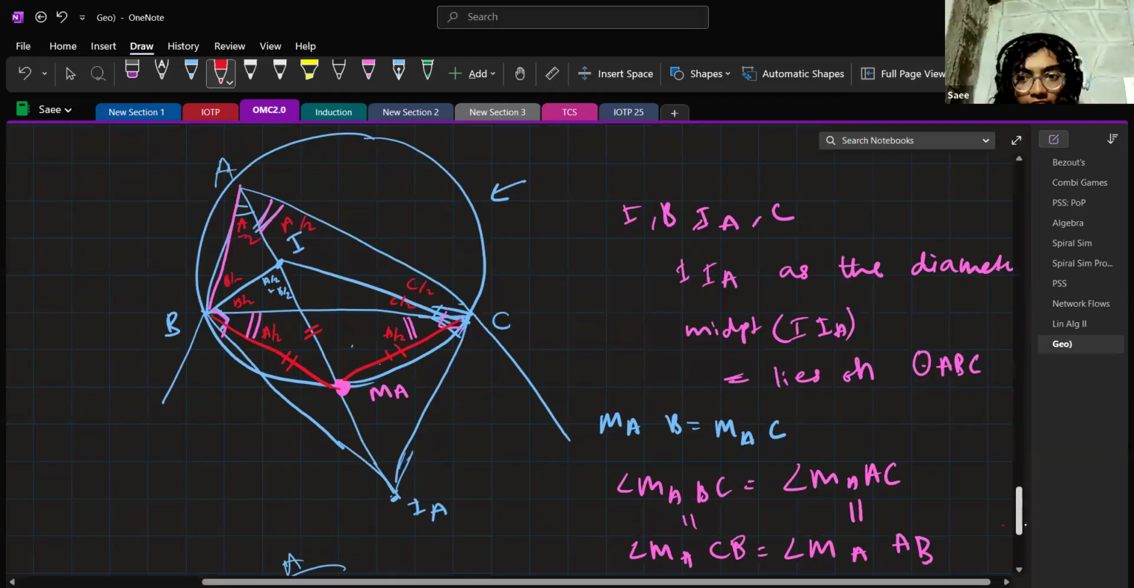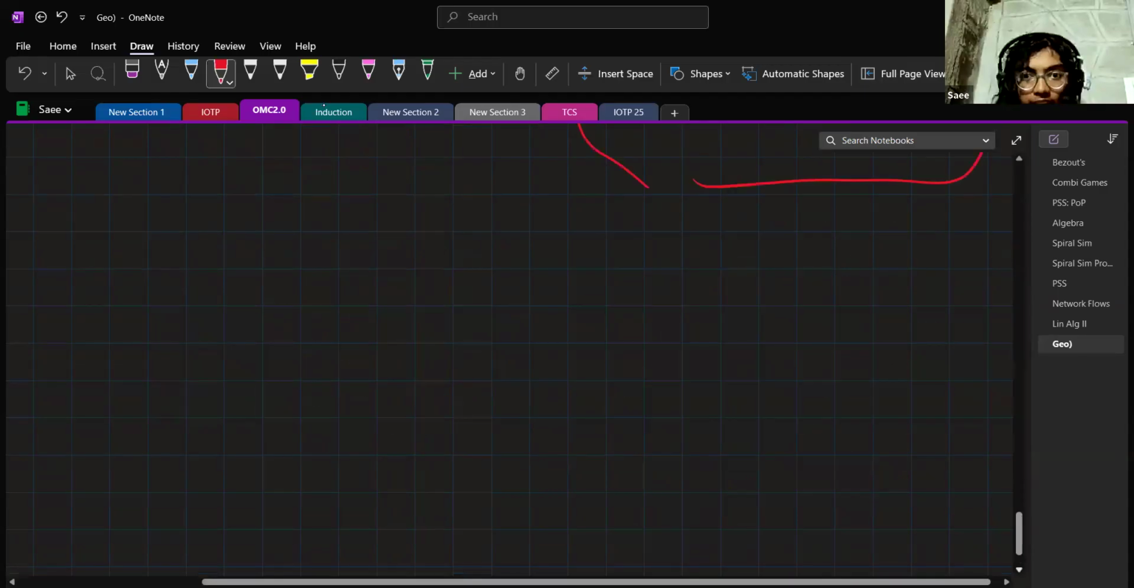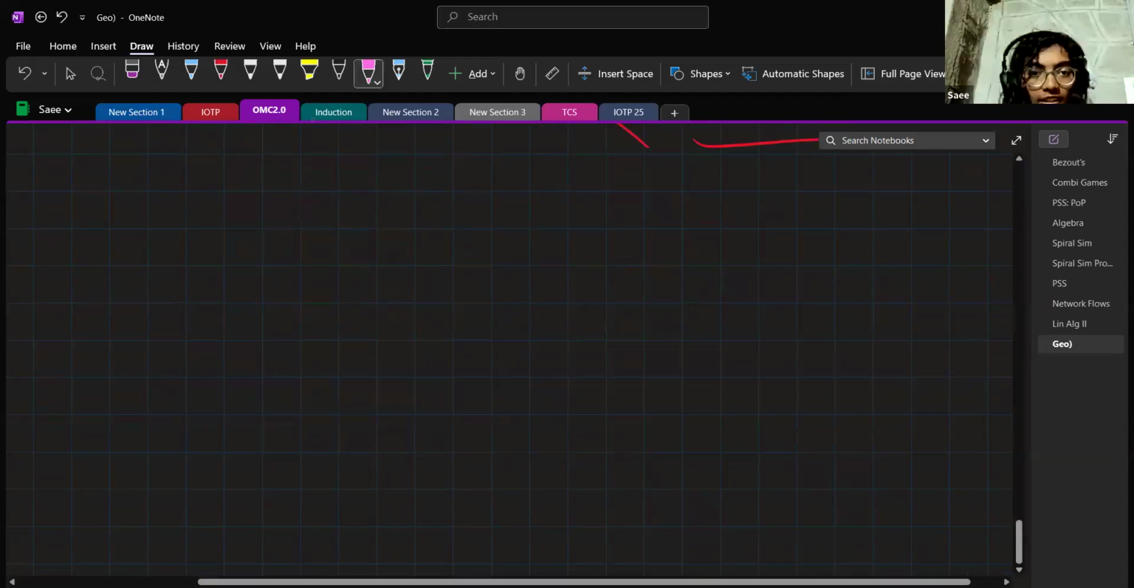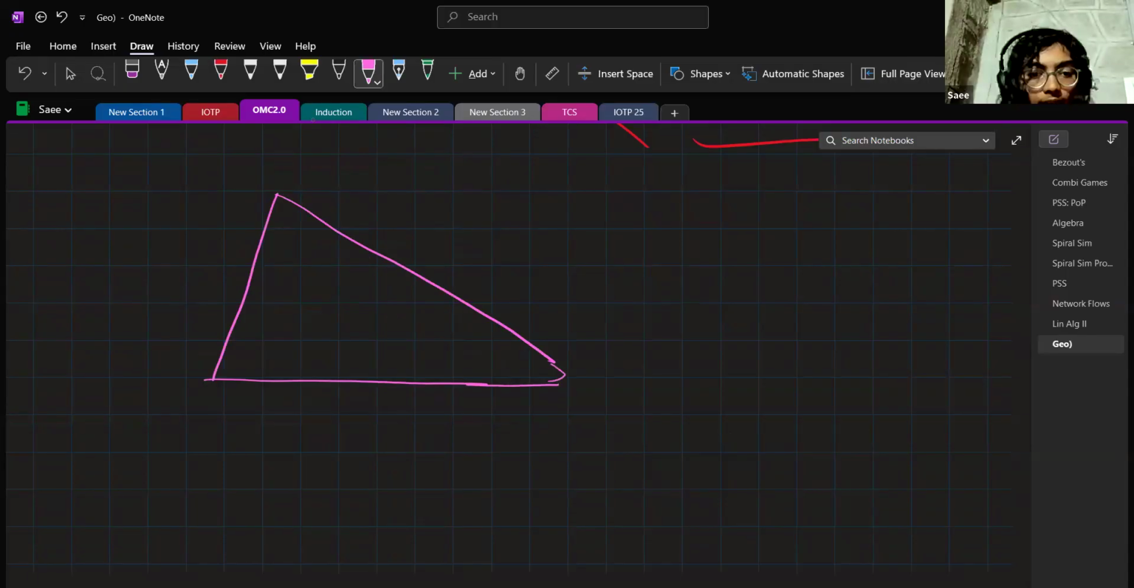Okay, so what else can we do? Let's try to look at the orthic configuration a little bit more, right? Like orthocenters. Maybe not the best angle.